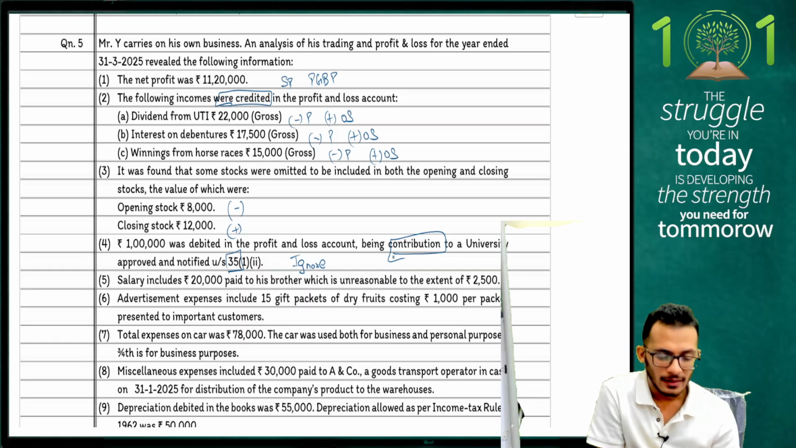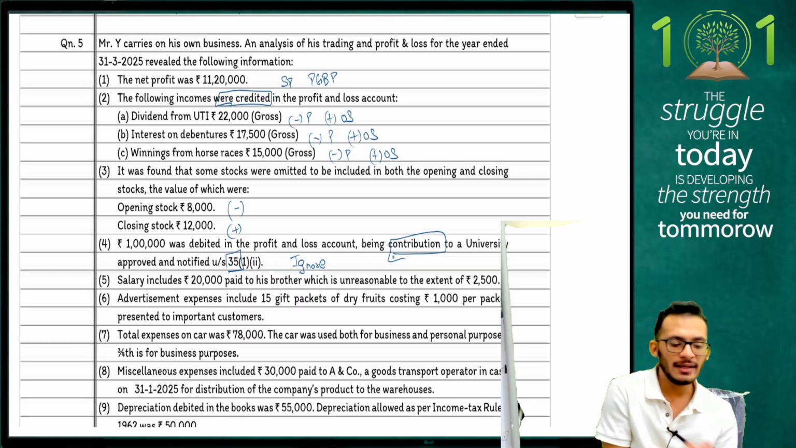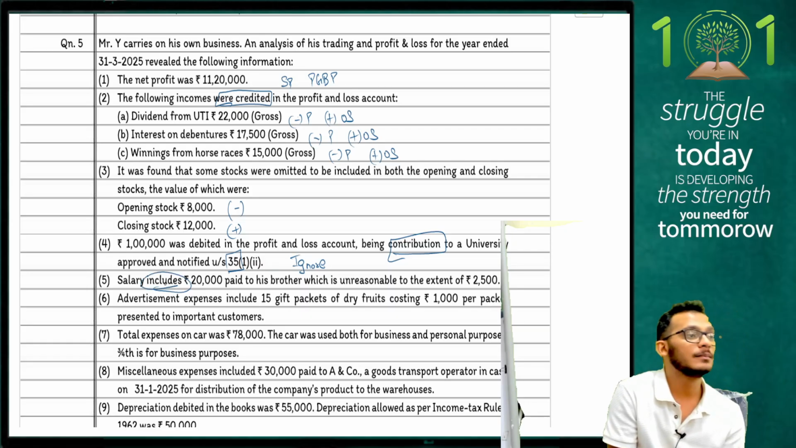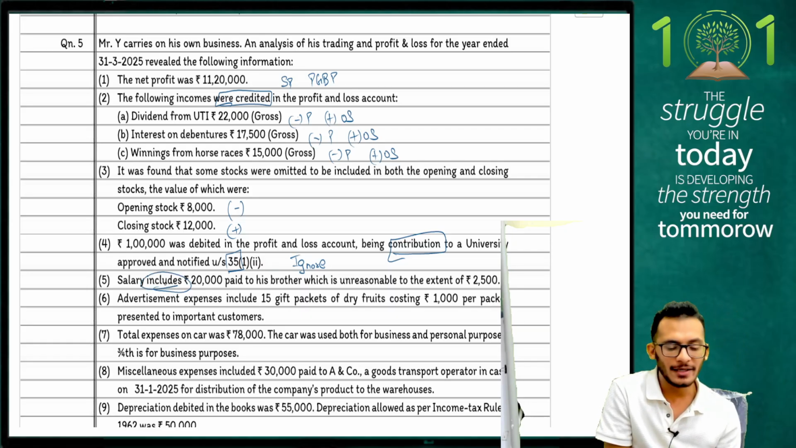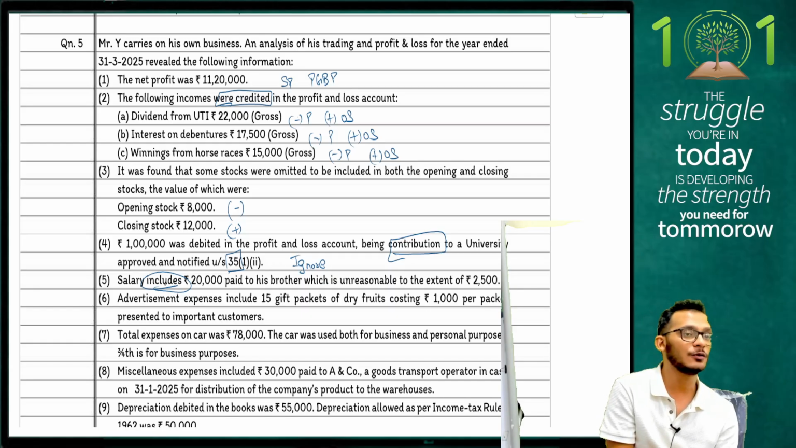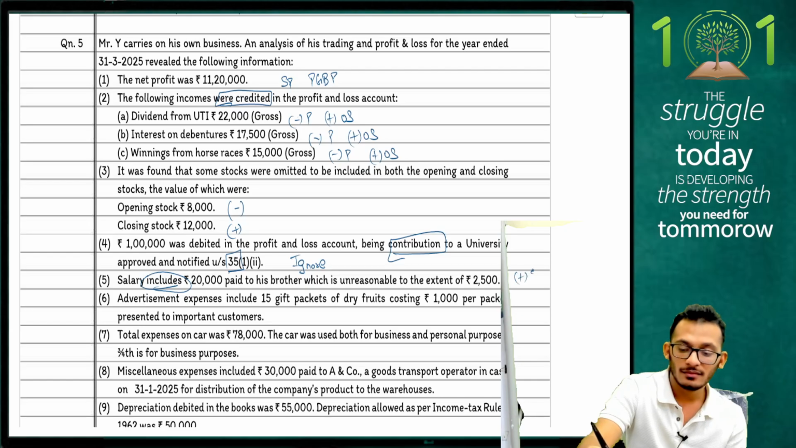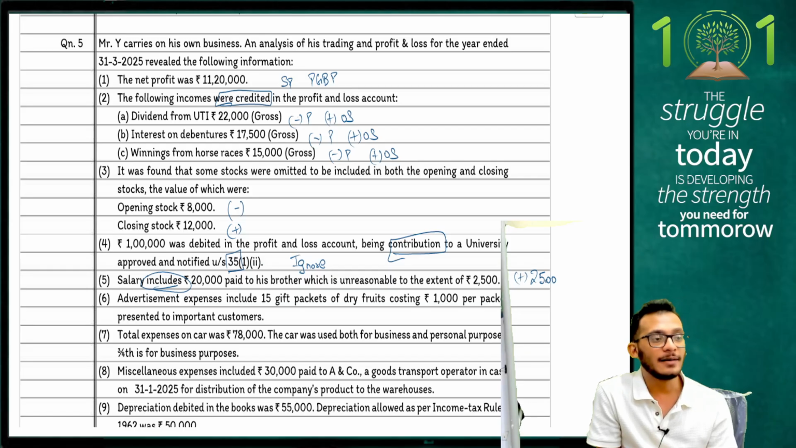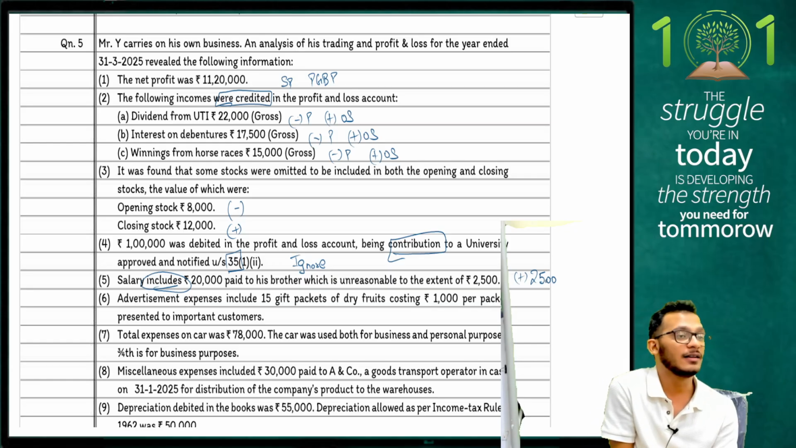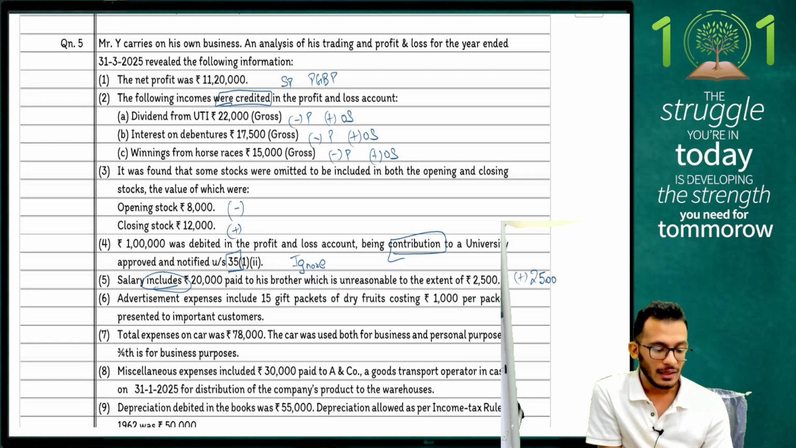Next, salary is including, matlab there in the P&L, salary is including 20,000 rupees paid to his brother, which is unreasonable to the extent of 2,500. Disallow 2,500. That's all. Because related party unreasonable payment. I will disallow.